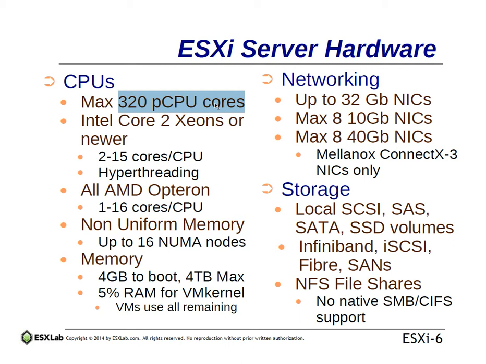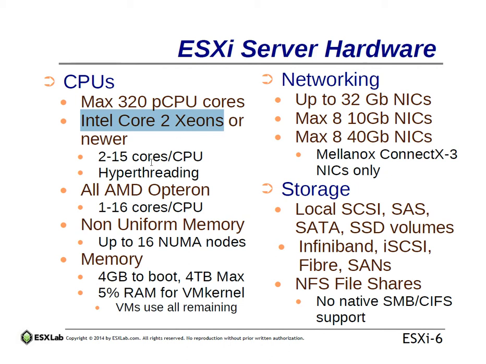So imagine for a second a physical PC server that's so powerful it has 320 separate physical CPU cores. VMware can handle it. Now, if you've got Intel-powered PC servers, that means PC servers with Intel CPUs in them, then the Intel CPUs must be Core 2 Xeons or newer. This would be 64-bit Xeon CPUs that were manufactured about 2008 or newer.